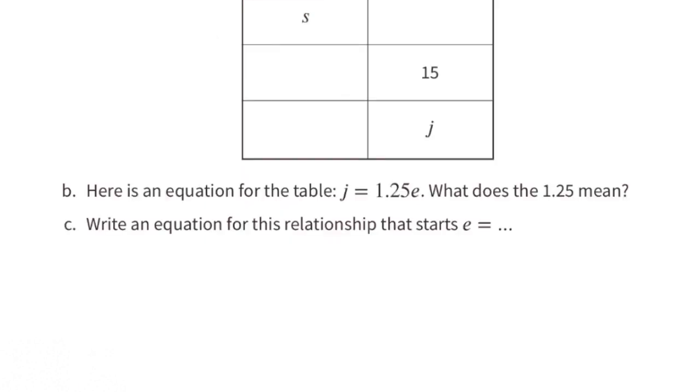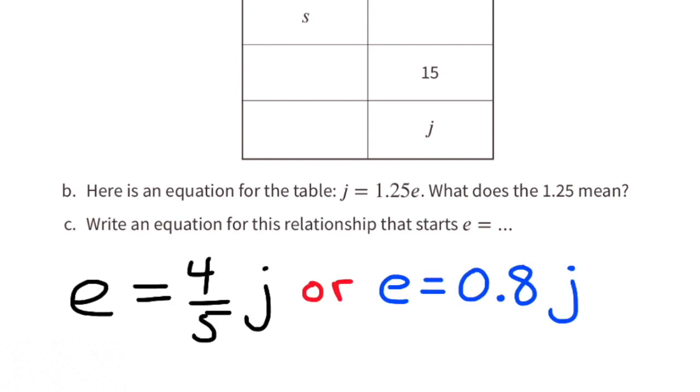C. Write an equation for this relationship that starts E equals. That equation would be E equals 4/5 J, or E equals 0.8 J. That means that Elena reads 4/5 of the pages Jada does, or Elena reads 8/10 the pages that Jada does.